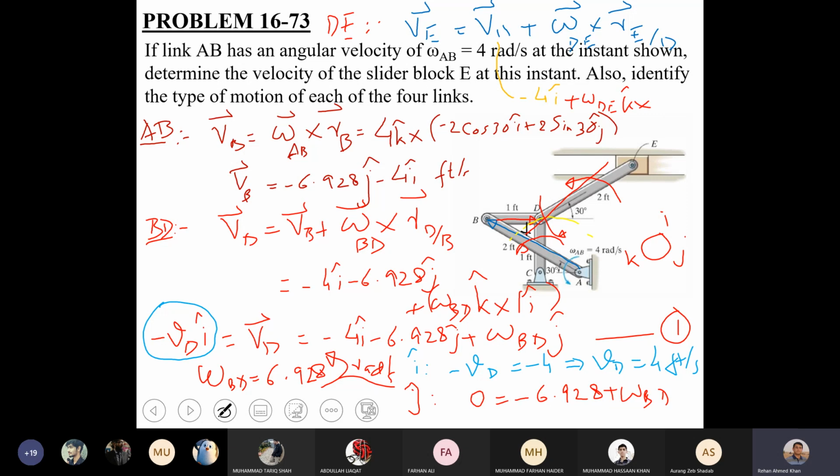So we can write omega DE to be equal to omega DE k cross R_ED, the relative position of E with respect to D. Ye vector kya hoga? So 2 cos theta i plus 2 sin theta j. Dono positive honge because it is in the first quadrant.